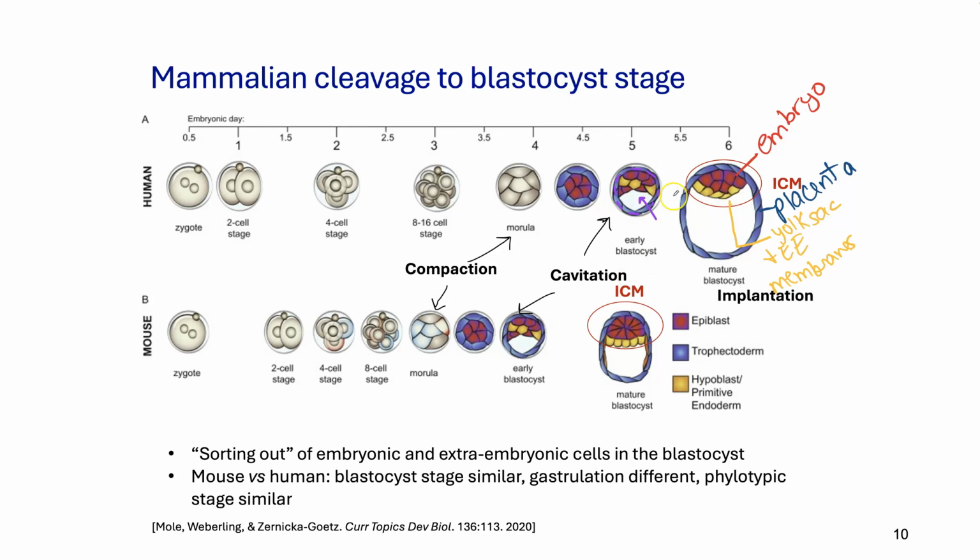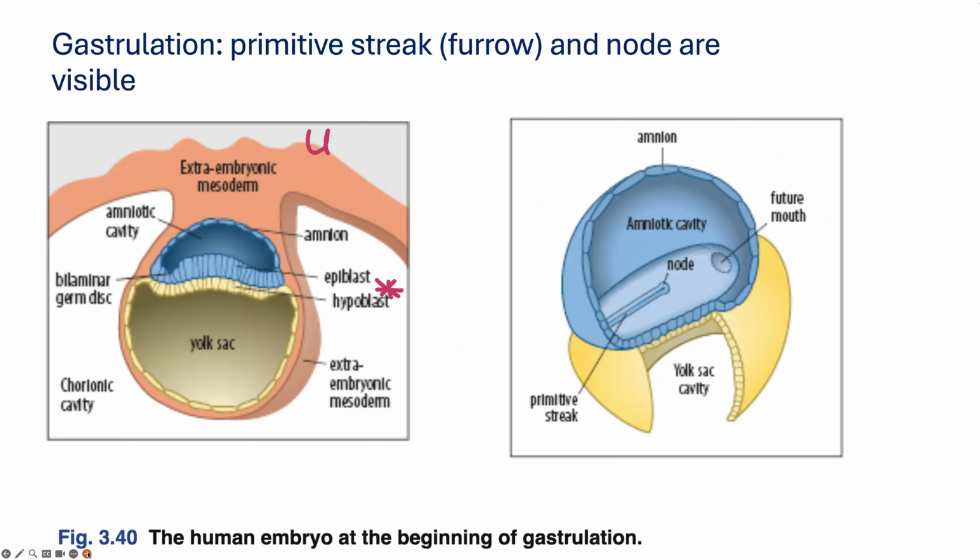And we have that inner cell mass and the hypoblast in chick, which we call the primitive endoderm in the mouse and in the human embryo. So up to this implantation stage, they look much the same. Okay. But the gastrulation actually looks a bit different. This is an image of the little human embryo.